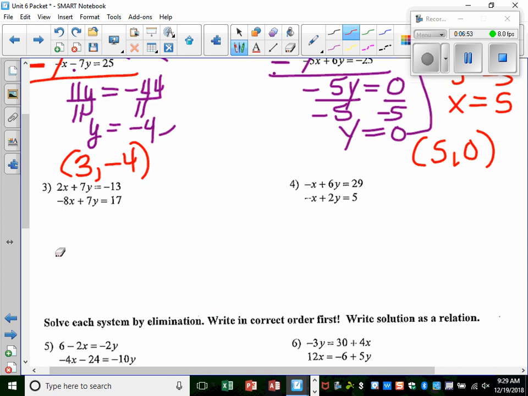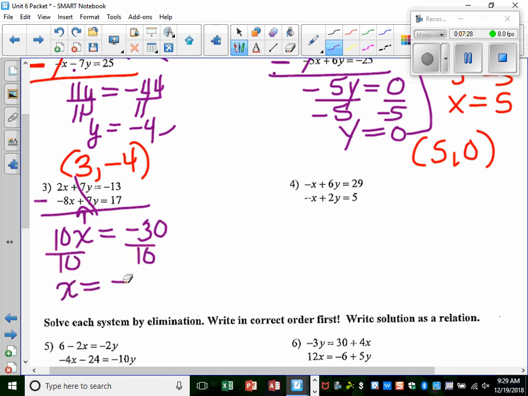So let's look at number 3. So in number 3, I'm still subtracting because I want this to turn to a negative. So those y's will cancel out, okay? So I'm going to do 2 minus a -8. Well, that's really 2 plus 8 is 10. Y's cancel out. And -13 minus 17 will give us negative what? 30. And then I divide by 10, and x equals -3.